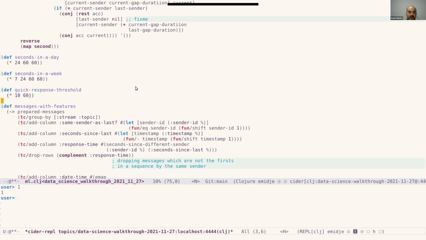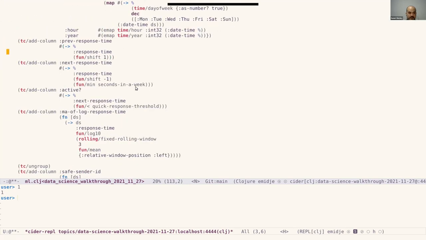So active, this column called active, is again looking into the future and asking, will the next response, which is the next message by another sender in the same topic thread, will it be in the next 10 minutes? And that will consider the conversation being active, right? So it is a nice prediction question, asking, if I'm sending this message now, will the conversation be active? Which means, will I get a response in 10 minutes?